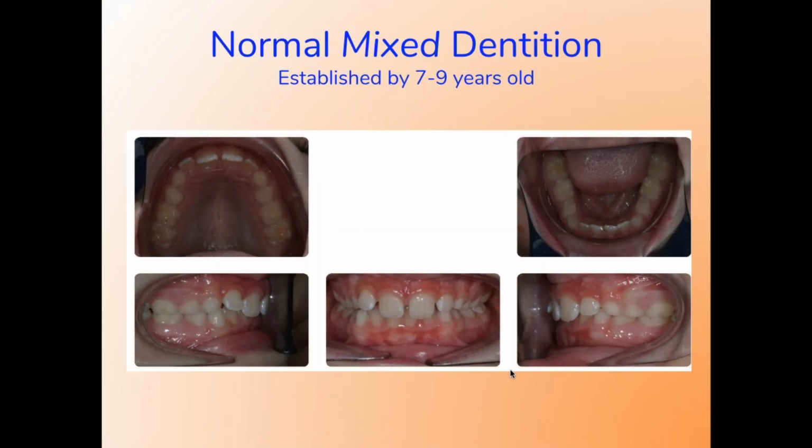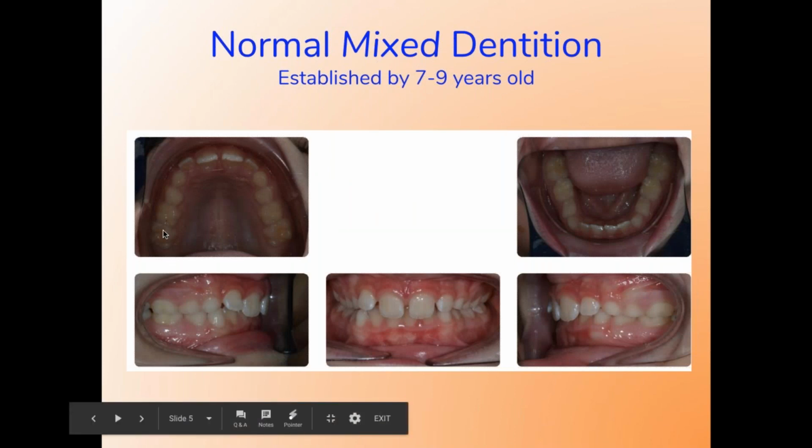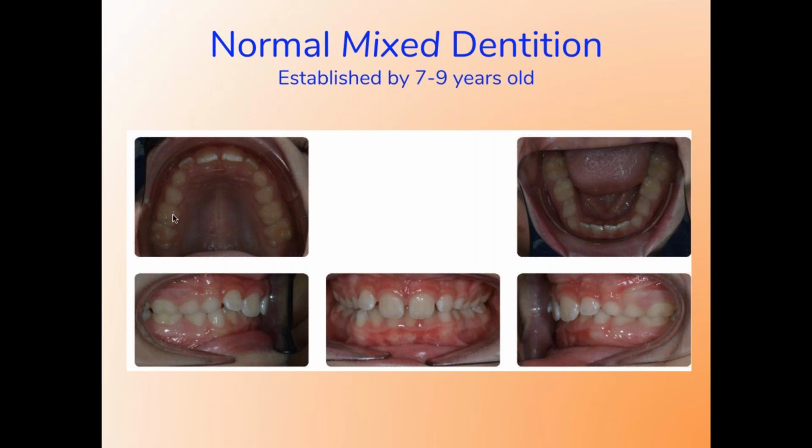So here's some photographs of what I consider to be a normal mixed dentition. So by the time a child is anywhere between 7 to 9 years old, they should have their 6-year-old permanent molars in the back. And then these are baby molar, baby canine, and then the 4 front permanent incisors. So by the time a child is about 8 years old, they will have lost the 4 front baby teeth and gained the 4 front permanent teeth. And the 6-year molars erupt behind the baby teeth. So they don't push out any baby teeth, they erupt behind.